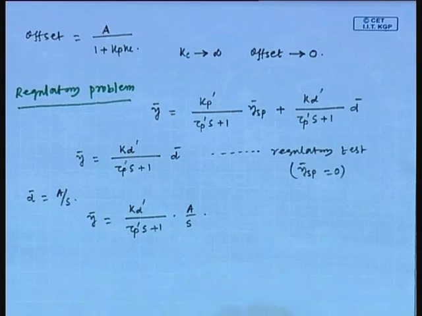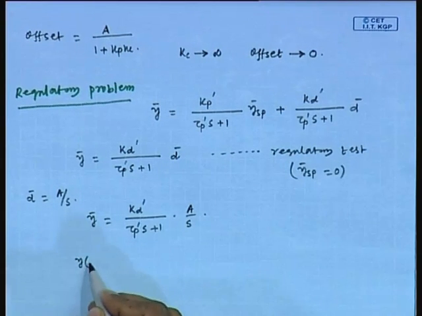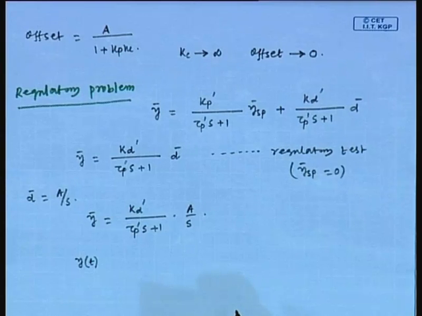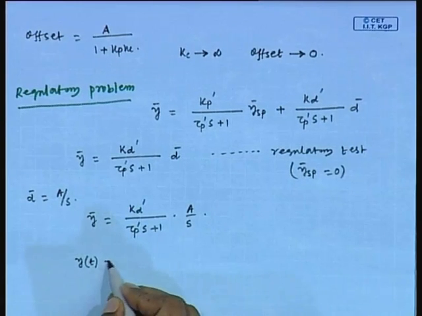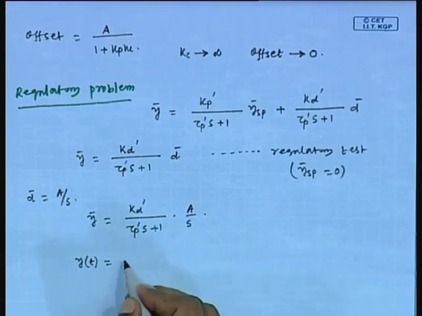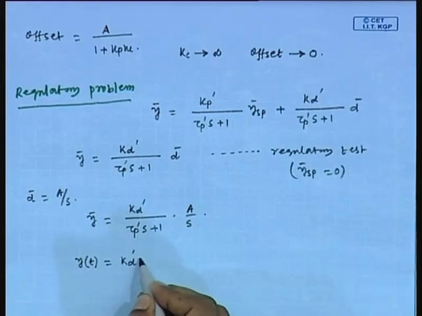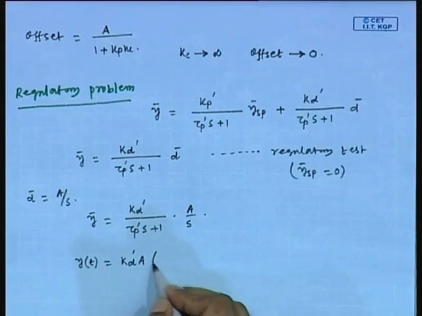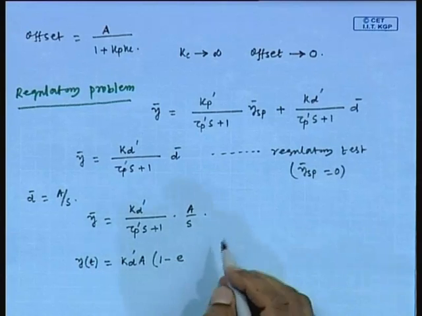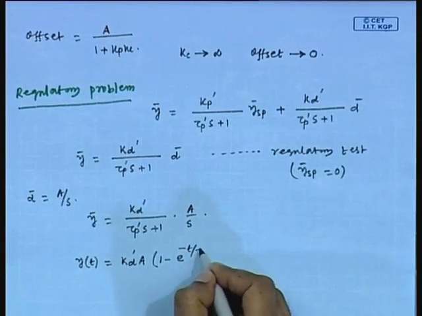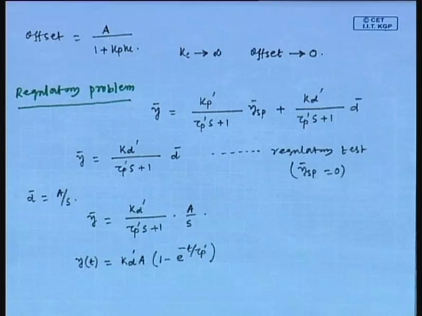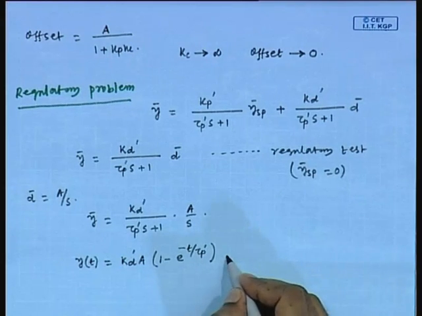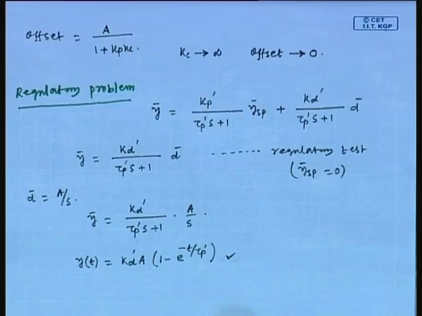Fine. Taking inverse of Laplace transform, we get the process output y in time domain as y(t) equals K_d' A multiplied by 1 minus exponential of minus t divided by tau_p'. Taking inverse of Laplace transform, we obtain the y in time domain by this.